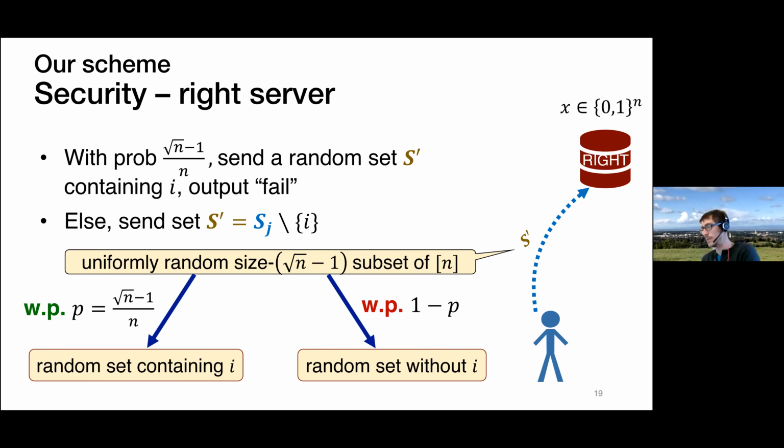And then with probability square root n minus 1 over n, the set does contain index I. And this is exactly as you would expect it to be for a uniformly random set. So you need to analyze the total probability distribution of the set, but this is the interesting event that you can get an intuition from for why the set looks random to the right server.